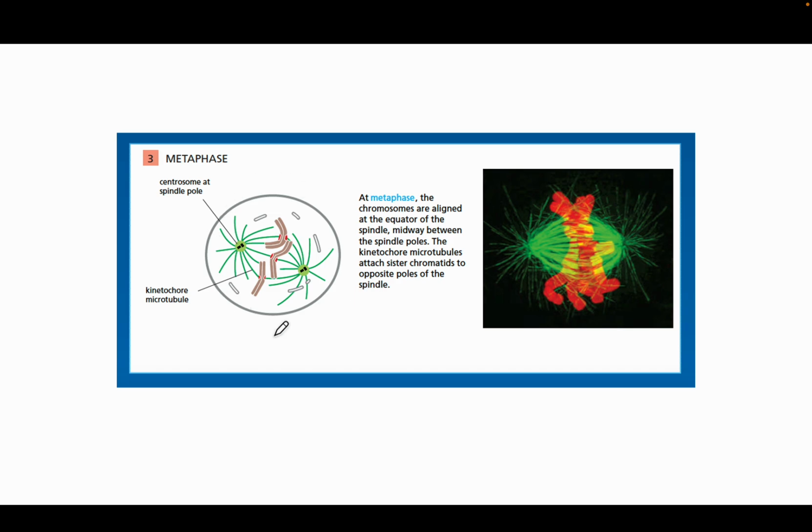In metaphase, then what happens? The chromatids will be at the equatorial position. So you can see centrosome at spindle pole. These are kinetochore microtubule. At metaphase, the chromosomes will be aligned at the equator of the spindle, midway between the spindle poles. The kinetochore microtubules attach sister chromatids to opposite poles of the spindle.